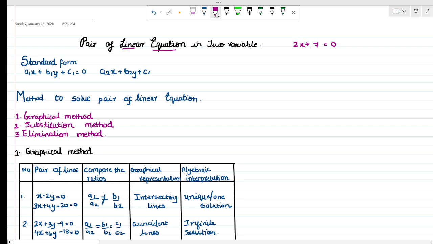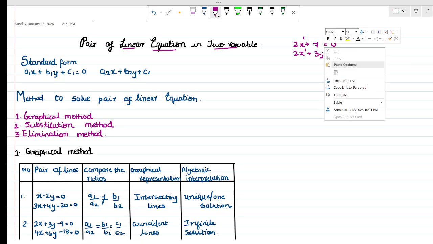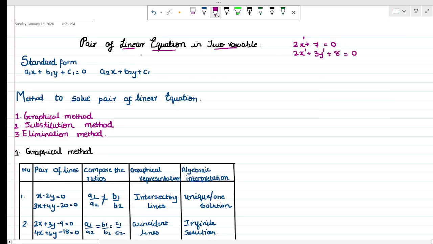As the word says, linear. Linear means my variable has its greatest power as 1. When you are not given anything above your variable, that means its power is 1. And two variables means if I am using my equation 2x plus 3y plus 8 is equal to 0, I am using two alphabets, x and y. So this is considered as two variables. X has power 1, degree 1, and y also has degree 1. So it becomes a linear equation.